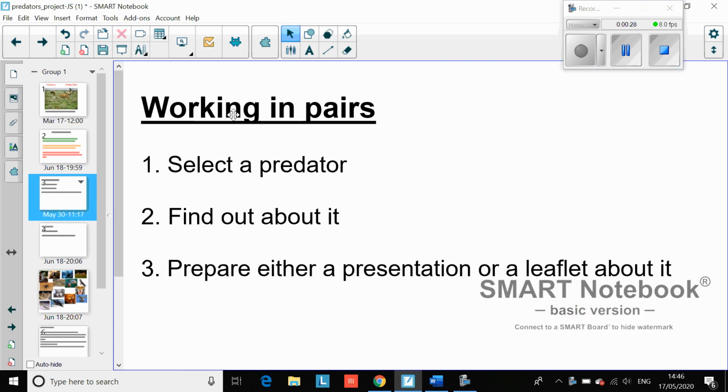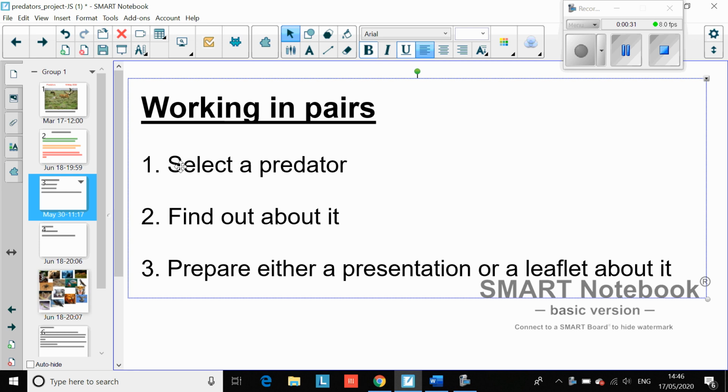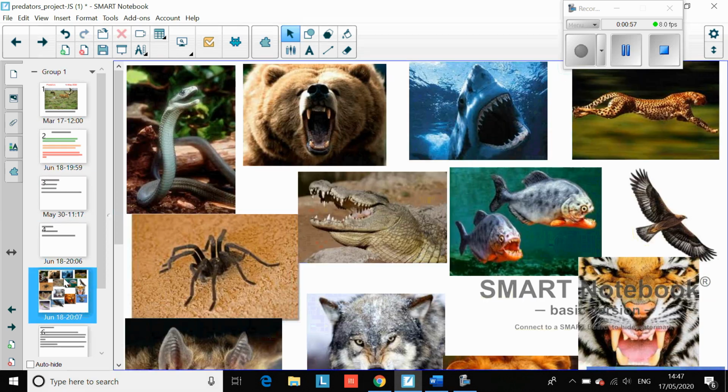It says working in pairs, but obviously, you won't be working in pairs. You need to select a predator, find out about it, and prepare either a presentation or a leaflet. Doing a presentation is probably going to be too difficult because you're going to have to upload through assignments. So, probably a leaflet or a poster about your predator would be best. When I say find out about it, that means researching. If you recall, I showed you some examples of different predators here that you can see.